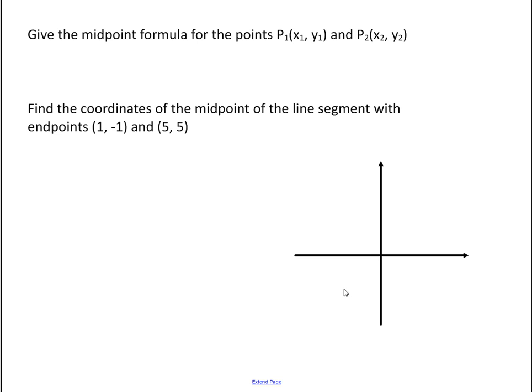Let's say, once again, we have two coordinate points somewhere in the plane right here. It doesn't matter where we pick them. But let's call this point number 1. Of course, we'll call this one point number 2. This time, we're not interested in the distance between them. We're actually interested in the coordinate location of the midpoint.